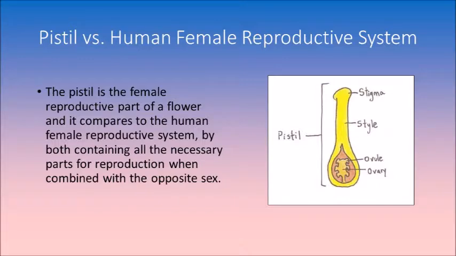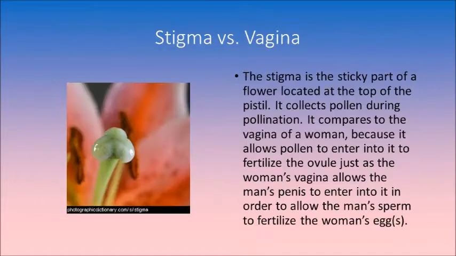Pistil versus human female reproductive system. The pistil is the female reproductive part of a flower, and it compares to the human female reproductive system by both containing all the necessary parts for reproduction when combined with the opposite sex. The picture to the right shows a flower's pistil. It's a drawing, but it represents what the pistil contains.